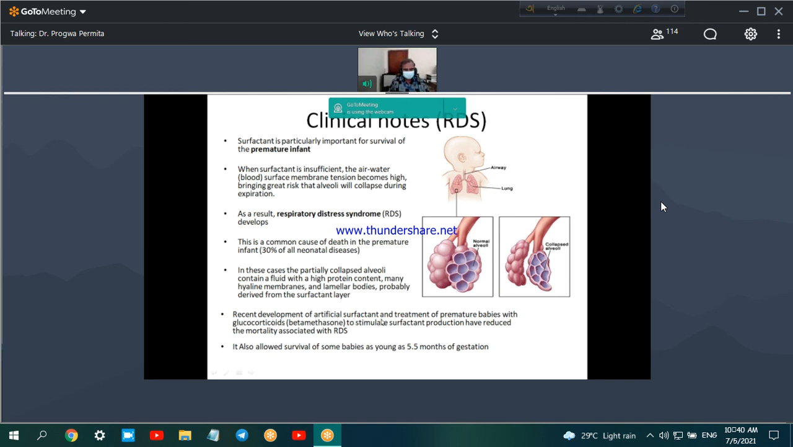The recent development of artificial surfactant and treatment of premature babies with glucocorticoids, such as steroid injection, to stimulate surfactant production have reduced the mortality associated with respiratory distress syndrome. So the modern treatment with artificial surfactant and steroid injection, which stimulates surfactant production, reduces the mortality associated with respiratory distress syndrome. It has also allowed survival of some babies as young as 5.5 months of gestation.